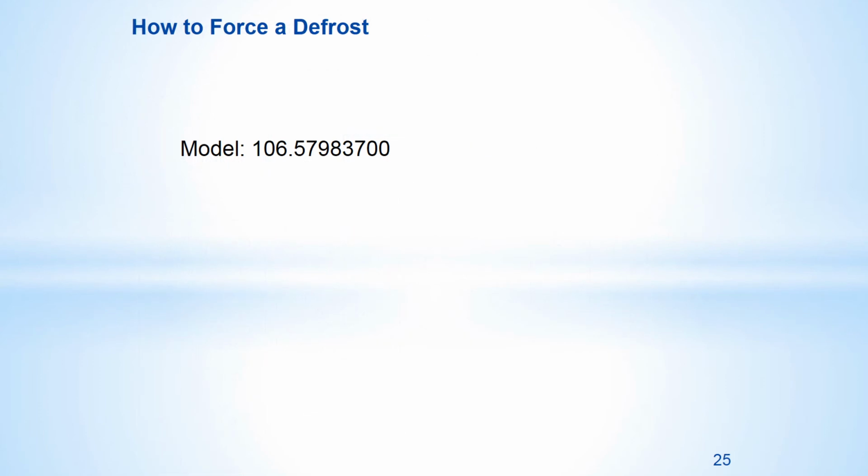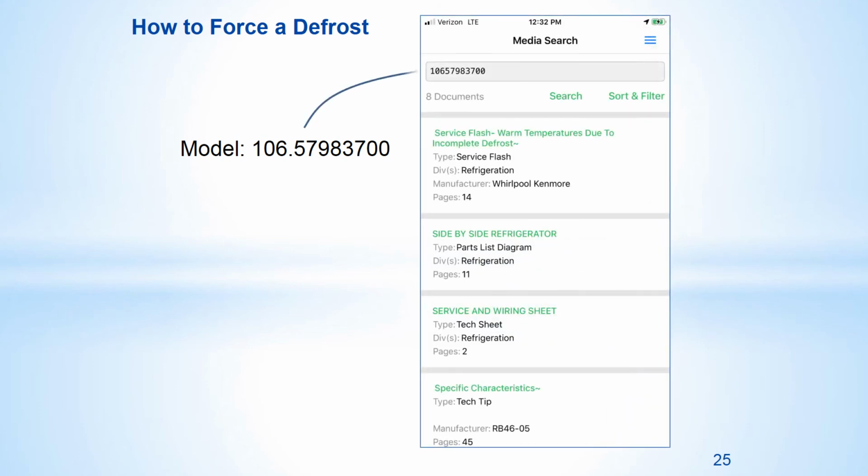In order to use the BECT process to diagnose a problem with the defrost cycle, the refrigerator must actually be in a defrost cycle. Now, a defrost timer can be manually rotated to the defrost position, but how is that accomplished on this one? You can use media search to open the tech sheet to determine how to put this model into a defrost.